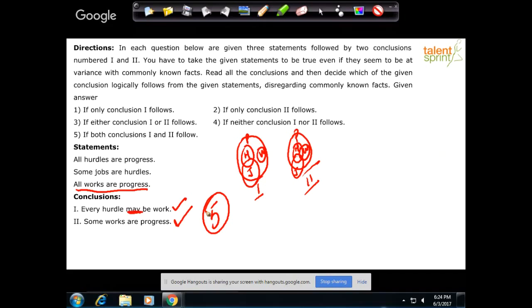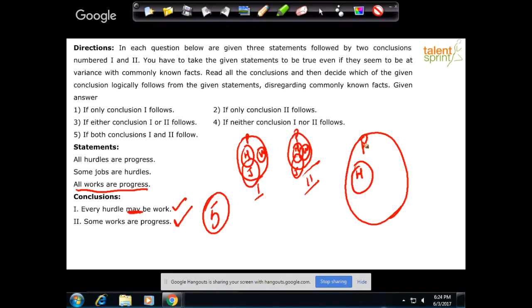Okay, read the statement. All hurdles are progress. Let's actually draw the diagrams yet again. This is hurdles. They tell us all hurdles are progress. So we go ahead and we draw progress. Is it clear to everyone till here? Great. Some jobs are hurdles.